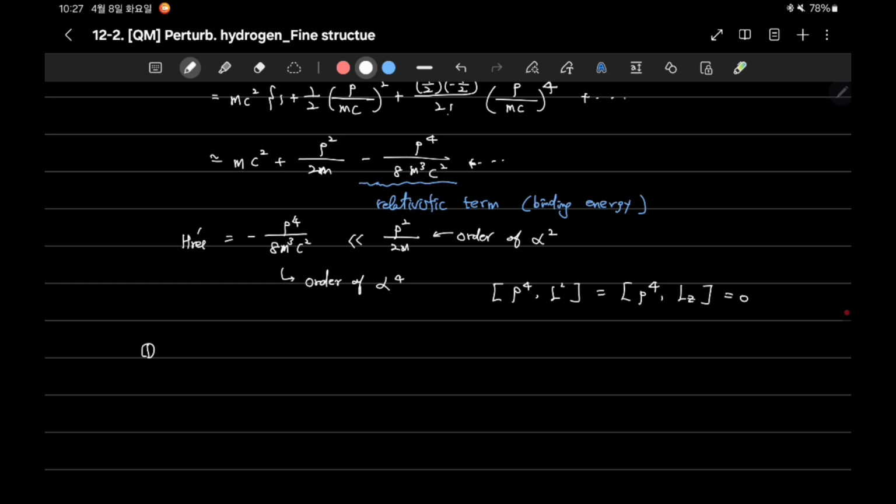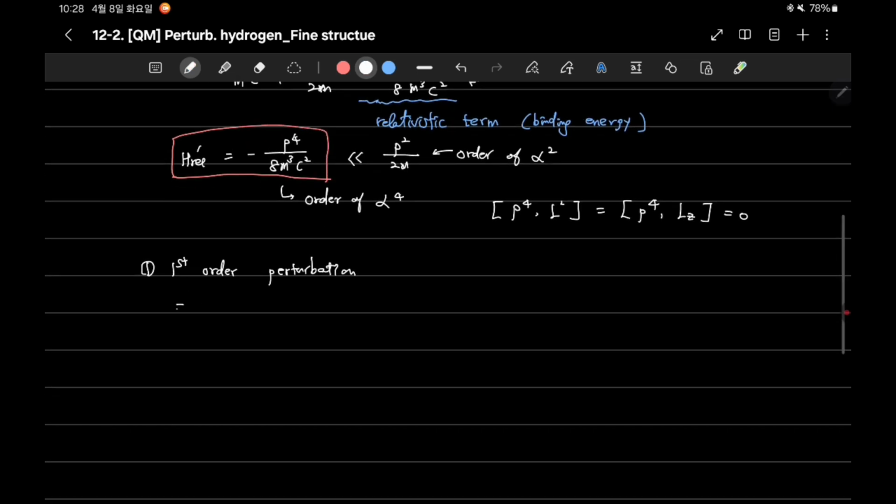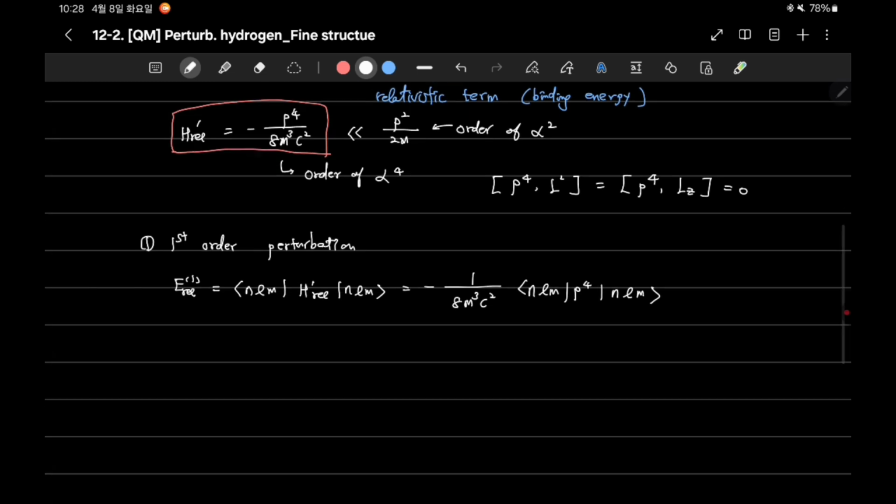Let's think about the first order perturbation. For the relativistic Hamiltonian, the first order energy is the expectation value of H prime in the nlm basis, which is minus 1 over 8 m cubed c squared times the expectation value of p to the 4. And how do we calculate this expectation value of p to the 4?